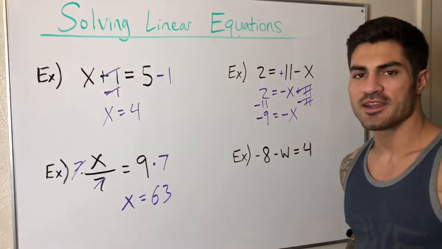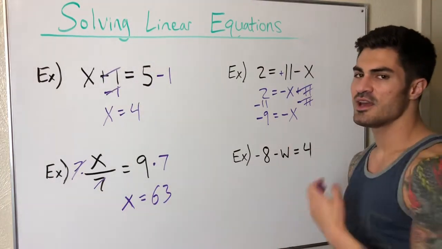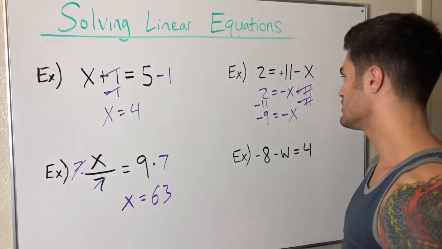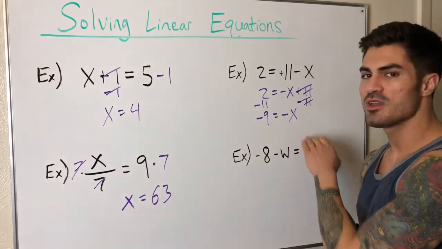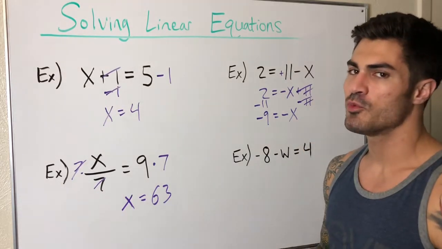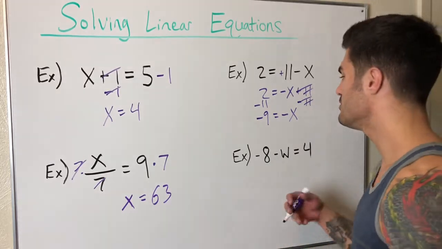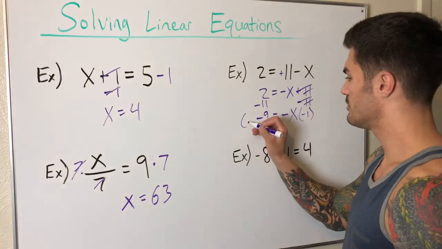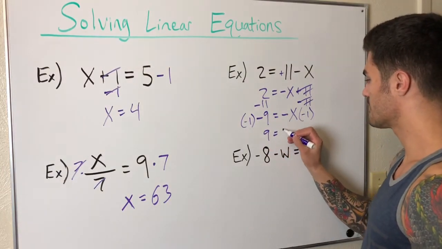So I need to solve for x, not for negative x. So how do I get from negative x to x? I can multiply both sides by negative 1. That's how you get rid of the negative. Because if you think about it, this is like negative 1 times x, and I can cancel that negative 1 by multiplying by negative 1 again, because a negative times a negative is a positive, right? So if I multiply both sides by negative 1, then I have 9 equals x.